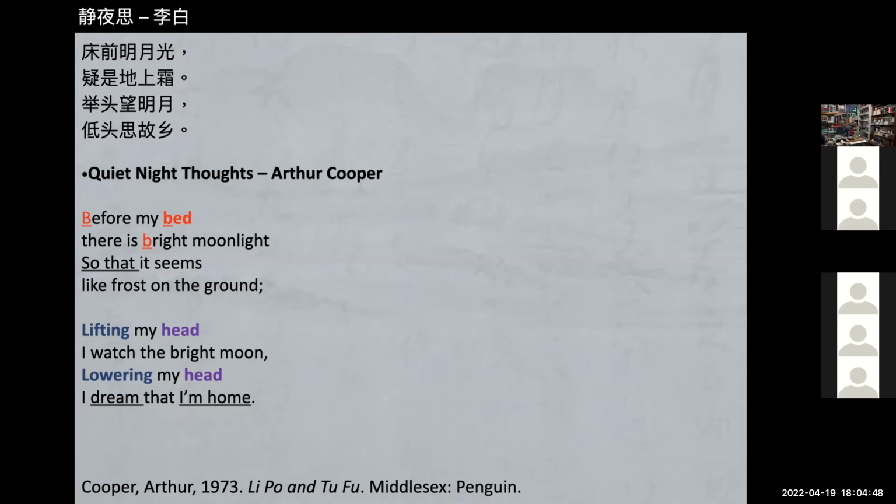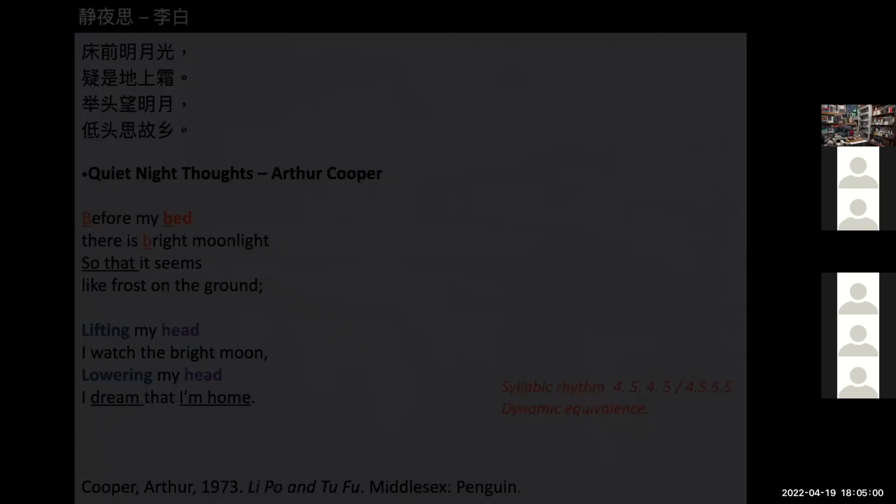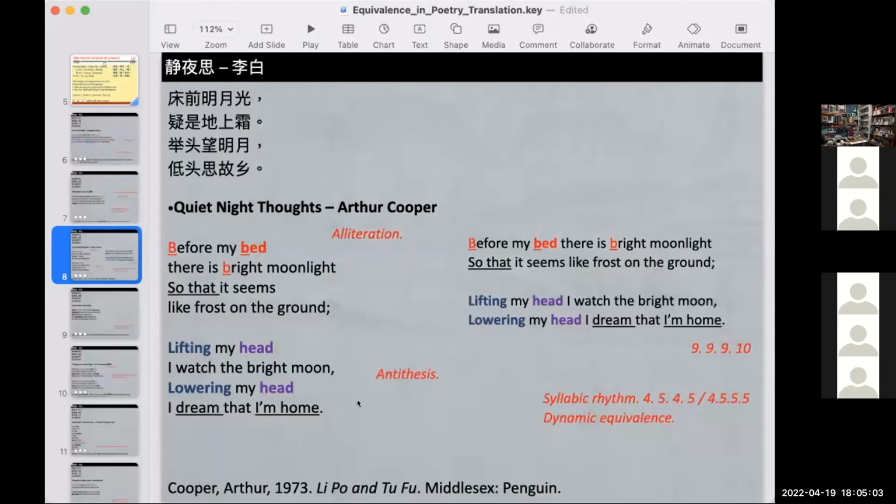But it was his choice to divide it into two stanzas. Each couplet in Chinese becomes a stanza in English. So this is a syllabic rhythm. If we count the syllables, "before my bed" is four, "there is bright moonlight" is five. Four, five, four, five in the first stanza, and then four, five, five, five in the second. This is called syllabic rhythm because the number of syllables is almost the same, very close.